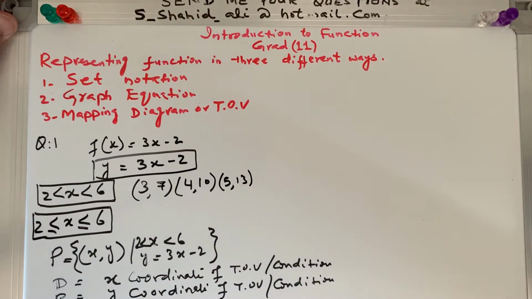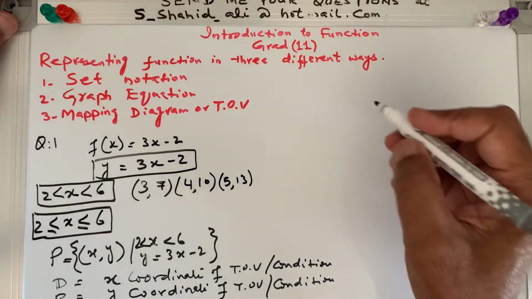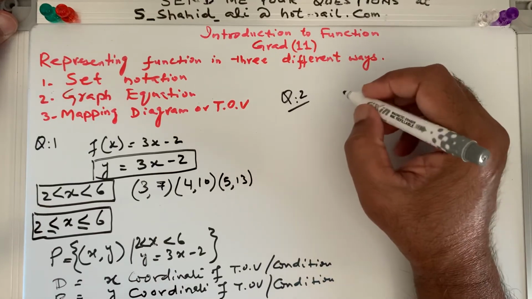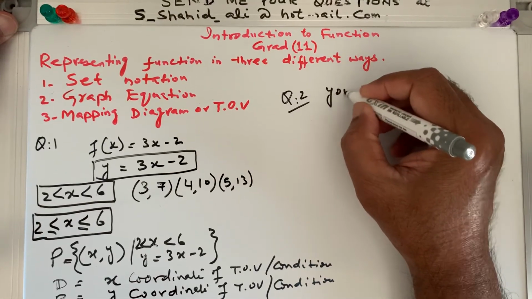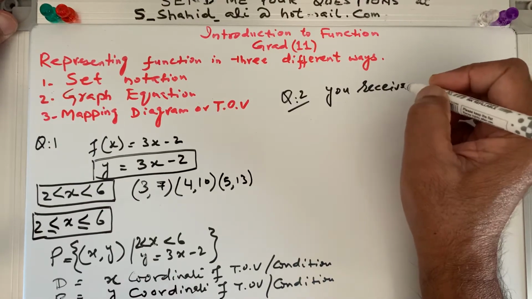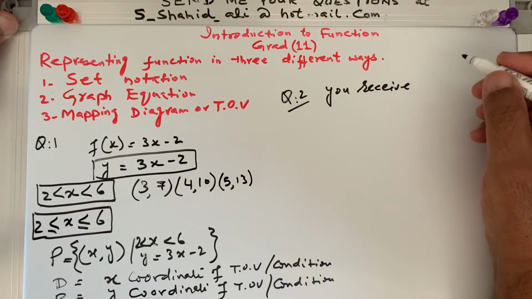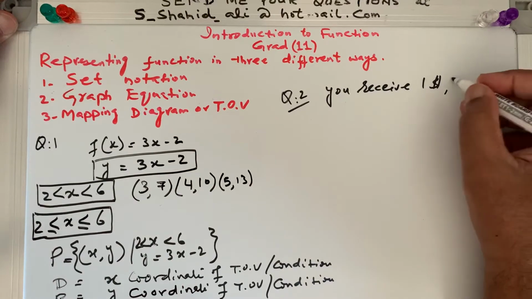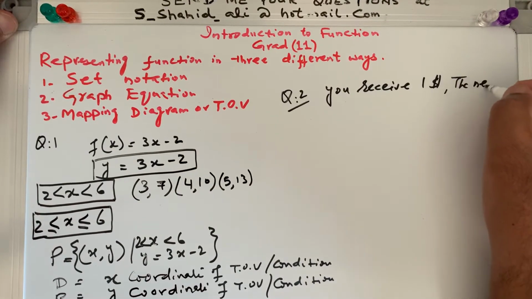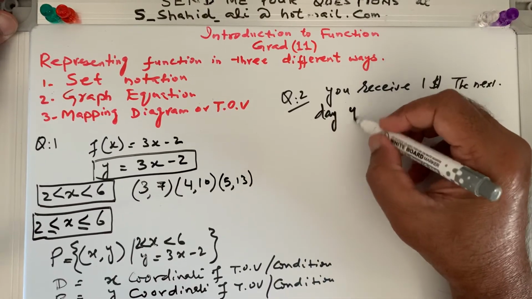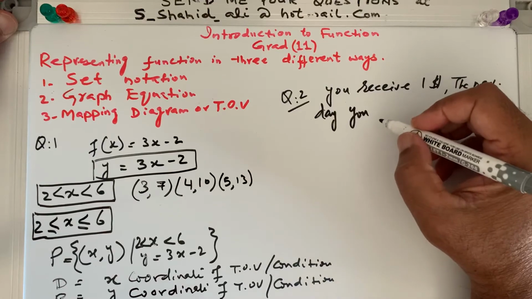So the second question is a word problem sort of thing. So question number 2, which is: you receive $1, right? The next day you receive double the amount.